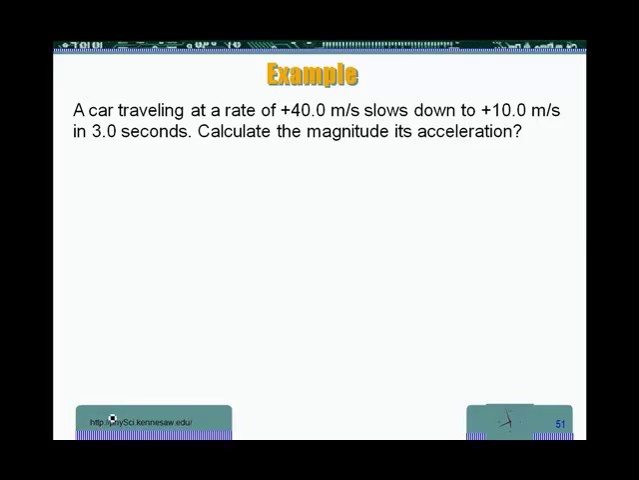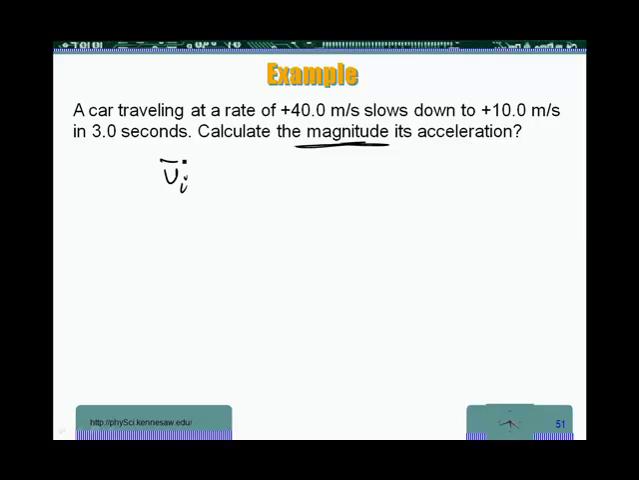Okay, we have another example. We have a car moving at 40 meters per second, slows down to plus 10 meters per second in 3 seconds. What's the acceleration? Again, by the way, when they ask you for magnitude, they don't care about the direction. The direction is going to be the sign, but here they don't care about the direction. So let's do the work.